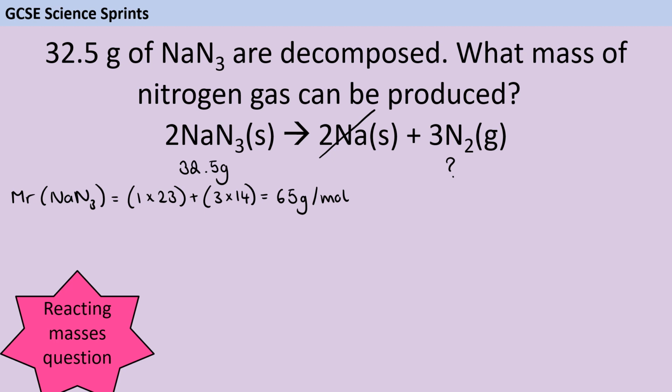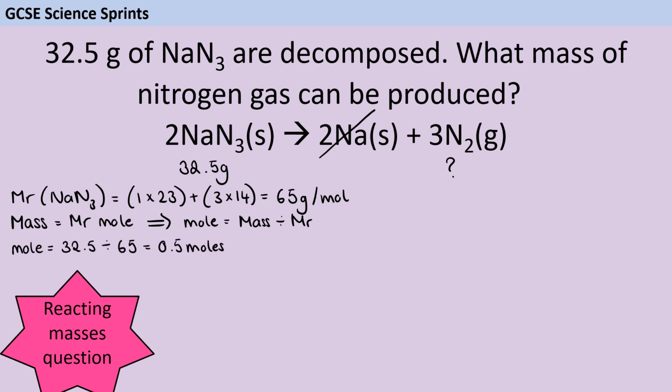So now I can pull out my old friend, mass is Mr times moles, and we can rearrange that to be moles is mass divided by Mr. So the mass is the mass from the question. I know it's a mass because it's in grams, and we're dividing by that relative formula mass of 65 grams per mole that we just calculated. So that gives me a total of 0.5 moles.